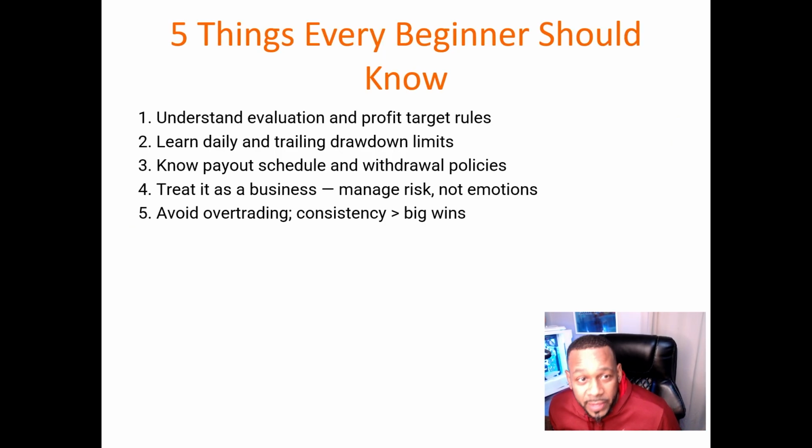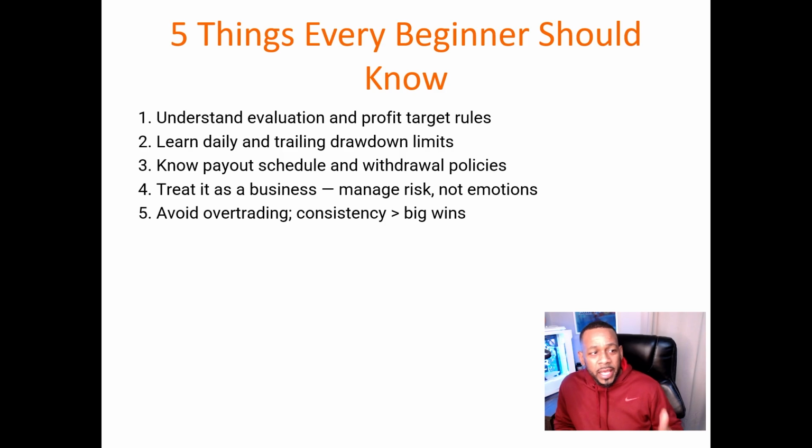So here are 5 things every beginner should know about prop firms. Number 1, understand the evaluation and profit target rules. I cannot beat on this enough. You might like the 1-step one you get with them, then you find out they have too many rules in order for you to get paid out. And maybe getting paid once a month might not be your thing. Or getting paid weekly is your thing. But again, they have 600 rules in order for you to get paid out every week, right?